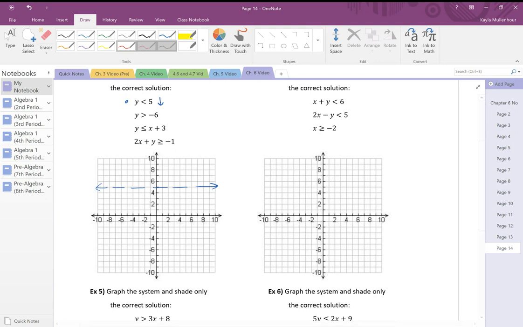Y is greater than -6. So here I am at -6. That is also a dashed horizontal line, this time at -6, and we'd be shading above because we're looking at greater than. So right now we're in between the red and the blue line.